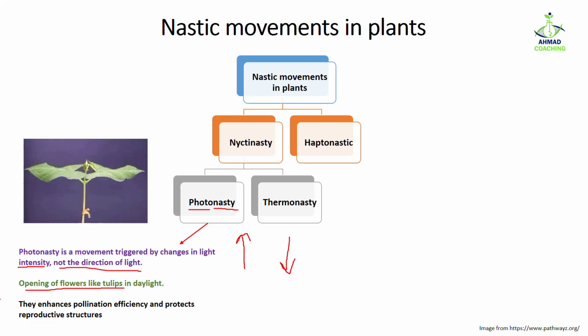Photonasty enhances pollination efficiency. When the flowers are open in the daylight, it can help in the spread of their anthers through insects, wind, or any other medium. As well as this, photonasty protects reproductive structures. During the night, when the petals close, they are going to cover the anther as well as the ovary, and then they are going to protect it.